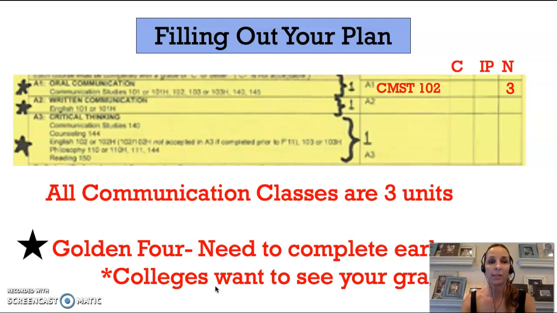Another thing I want to point out is these stars. Those are considered golden 4 classes. There's 4 of them: your communications, your English, your critical thinking, and your math. When you're transferring, they want you to finish these sooner rather than later. They want to see your grades. So you want to always put these in your ed plan in the beginning.